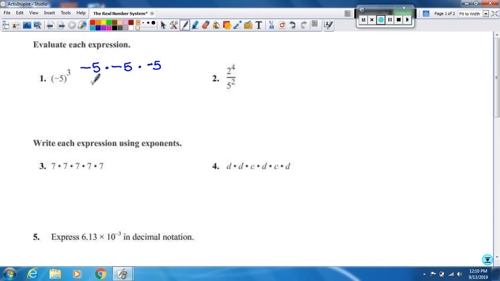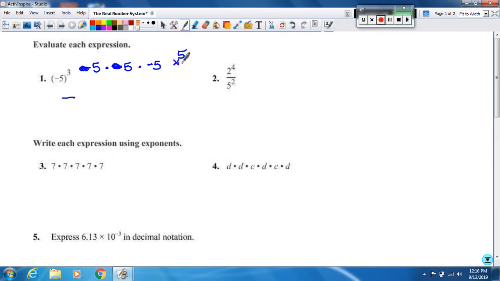Now for negatives, it takes 2 negatives to make a positive, so this negative cancels this one out. This negative doesn't have anybody to cancel it out. It doesn't have another negative to cancel it out, so it stays negative. So your final answer is going to be negative, and then you do multiplying.